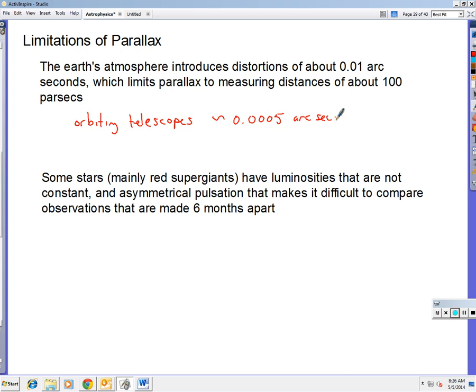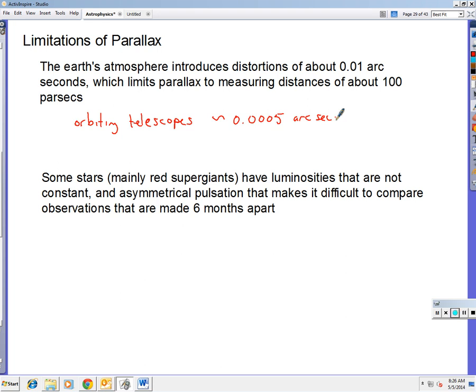Now the other limitation, and this is not something IB is going to ask you about on the test, but it's kind of interesting, is that red supergiants have luminosities that don't stay the same. They change, and they don't always change in a predictable fashion. They have asymmetrical pulsation, so that sometimes the left side of the star is where most of the light's coming from, and sometimes the right side. The result is that for these stars, it's difficult to compare observations that are made 6 months apart.